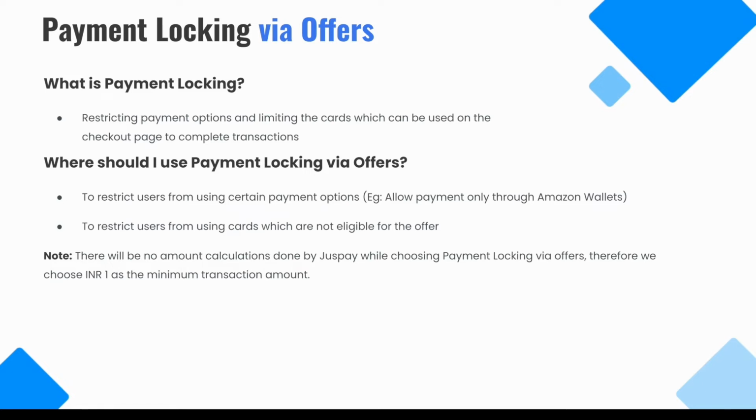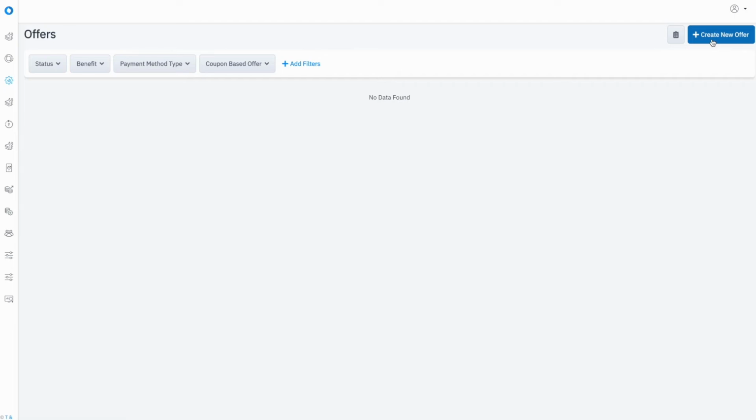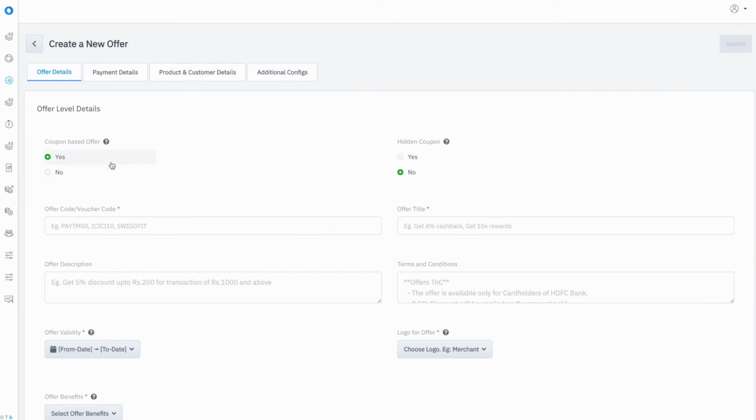Now let's first understand how to configure this on the dashboard. To configure payment locking via offers, we have a few simple steps for you. We start by creating a new offer. We choose the offer format. We enter the offer code. We enter the offer title. You can also enter the offer description and terms and conditions.